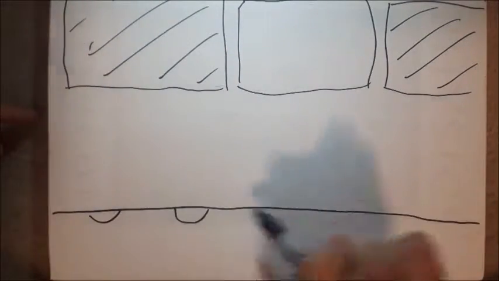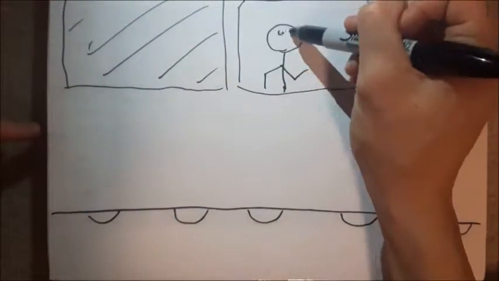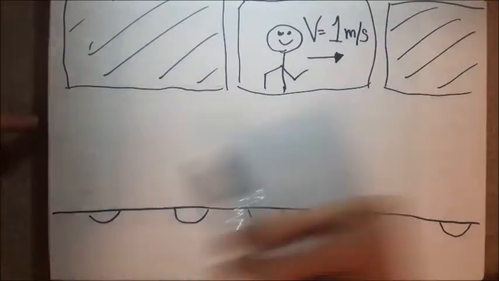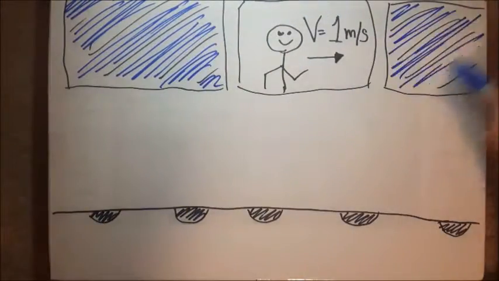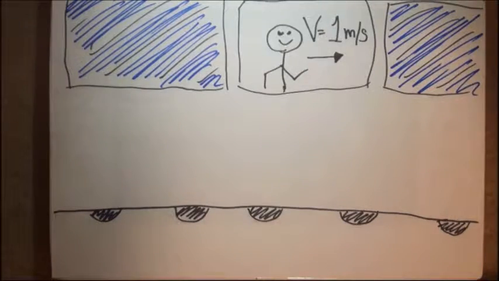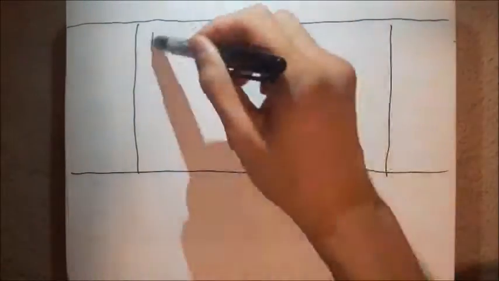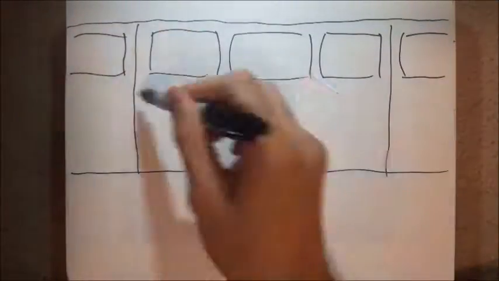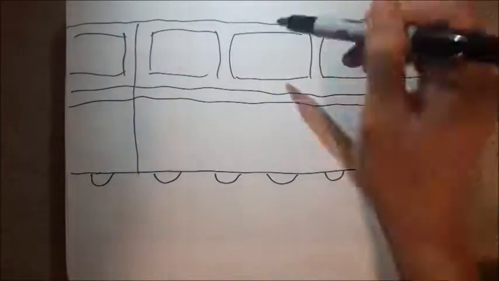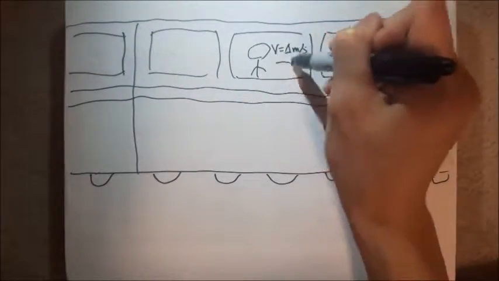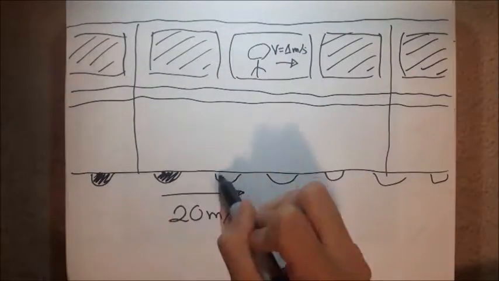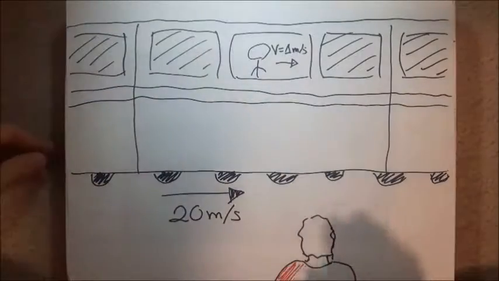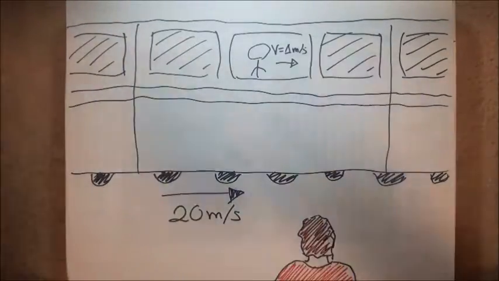But how can we calculate relative velocity? Let's take the same train example. Remember, any vector quantity, such as velocity, comes with a direction. Let's say inside the train, a person is walking at 1 meter per second to the right. Now, you're an observer outside the train. The person walking still has the same velocity, but the train is also moving at 20 meters per second to the right. What would be the velocity of the person relative to your frame of reference, or the ground?